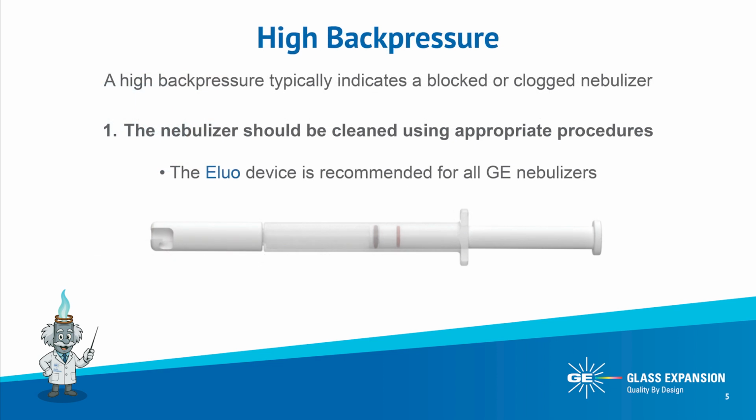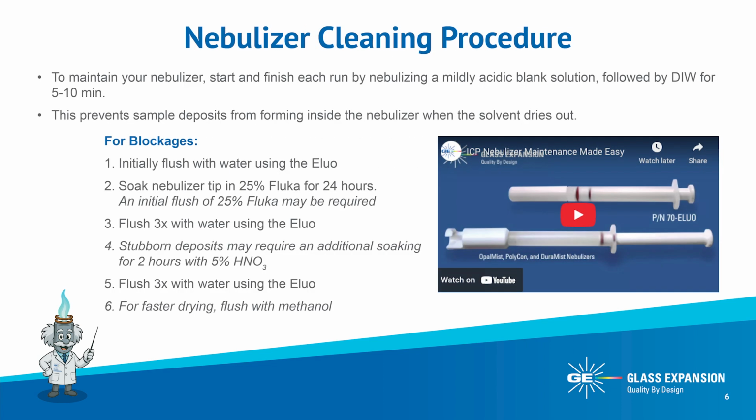Now, if your backpressure is higher than your benchmark, you're likely dealing with a blockage or clog. To address this, remove the nebulizer and clean it carefully with the recommended reagents and tools, not only to ensure proper cleaning, but also to prevent any damage to the nebulizer. The LUO device is the recommended cleaning tool for all Glass Expansion nebulizers. Regular maintenance keeps your nebulizer performing at its best and maximizes its lifespan. You'll find detailed cleaning guides and videos on using the LUO on the Glass Expansion website.